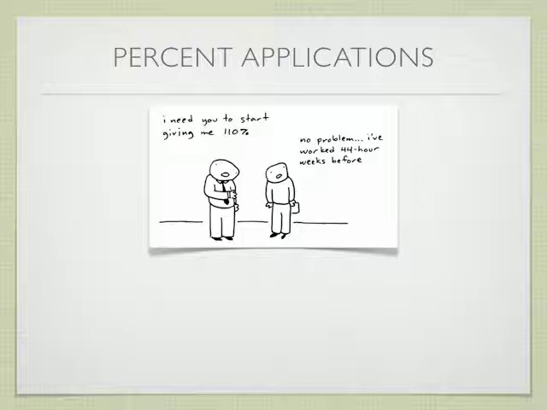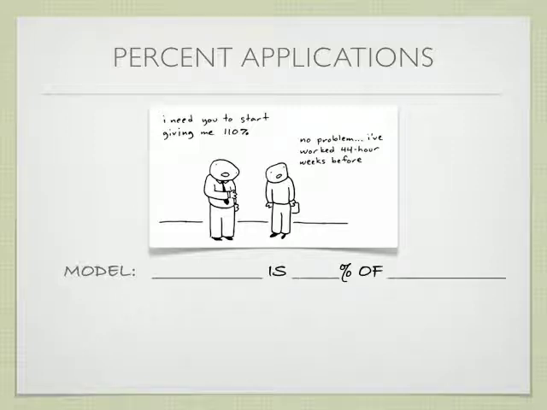So this boss says, I need you to start giving me 110%. And the employee says, no problem, I've worked 44-hour work weeks before. What does that mean? How did he come up with the number 44? Well, here's our model. We're going to have blank is blank percent of blank. So the assumption given this is that 44 hours is 110% of a 40-hour work week. So let's see how that works.